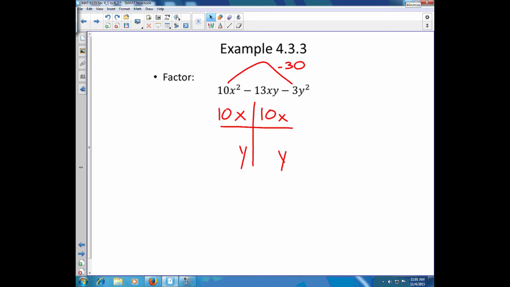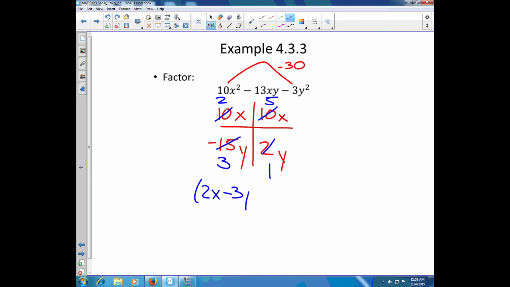And so two numbers that multiply to give you negative 30 and add to give you negative 13 will be negative 15 and positive 2. And now again, we can reduce each side like a fraction. So 5 will go into 10 2 times, and it'll go into 15 3 times. 2 will go into 10 5 times, and it'll go into 2 once. And so we get 2x minus 3y and 5x plus 1y, or just plus y.